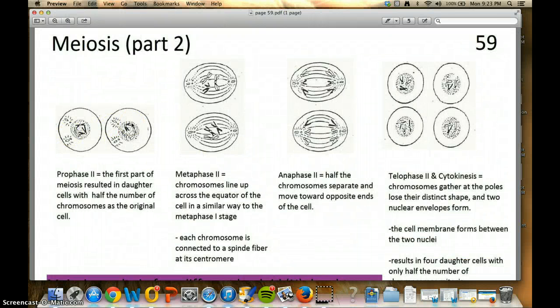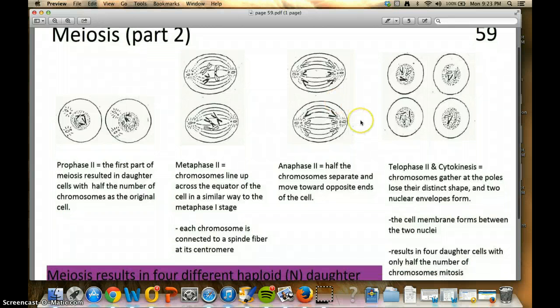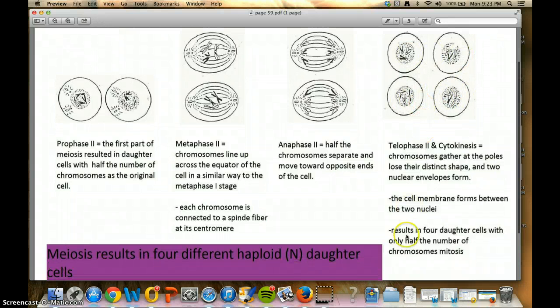No replication has occurred. They're going to line up. Now, this one had 46. Now they're going to split apart. So this side has 23, and this side has 23. Same thing with this cell. This side has 23 chromosomes. This side has 23 chromosomes. So when they go through telophase and the nuclear membrane forms a nucleus around this side and a nucleus forms around this side, both of these cells only have 23 chromosomes. They have half the number. So that's our final result, our final product.